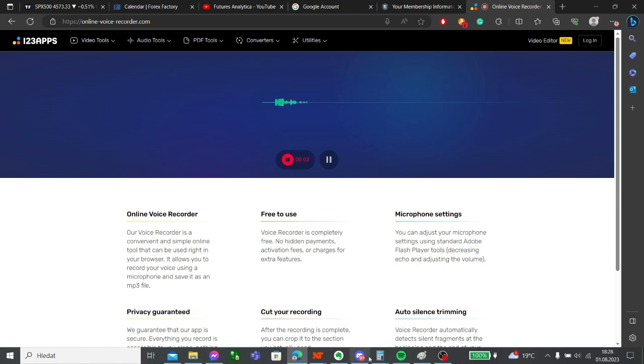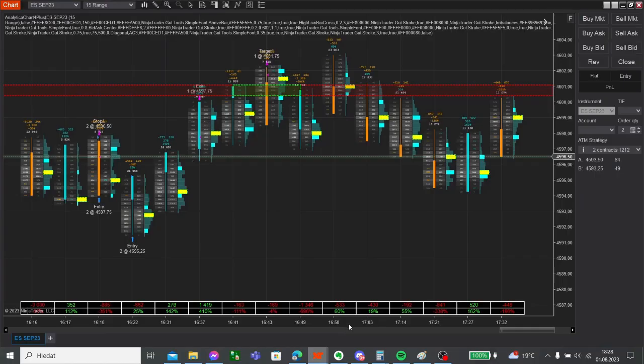Hey guys, today just a quick trade recap. I want to show you my trades that I took on my evaluation account. So the first one was, well, the best one was this long.